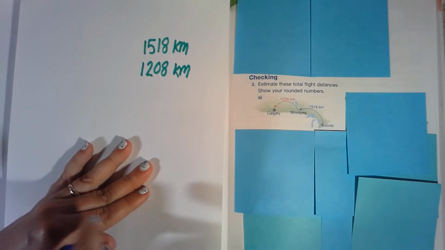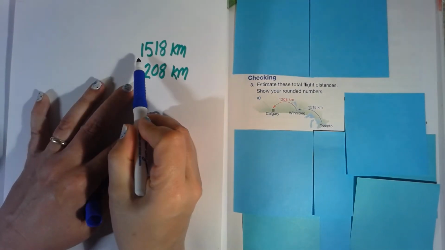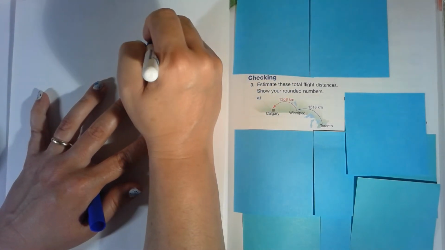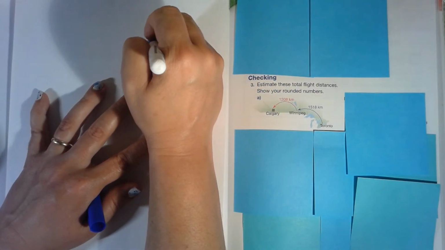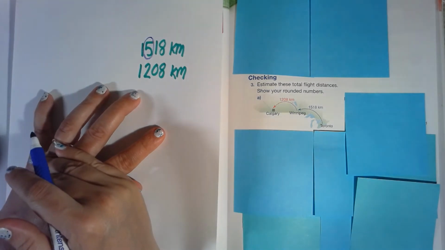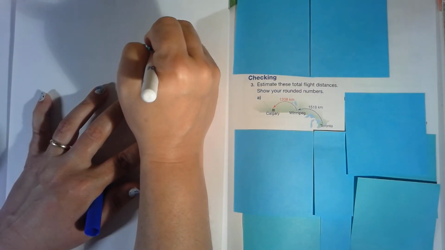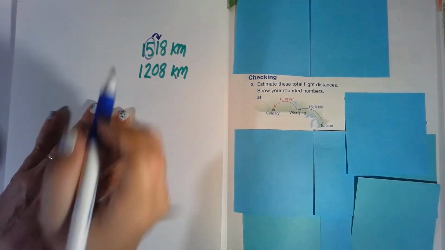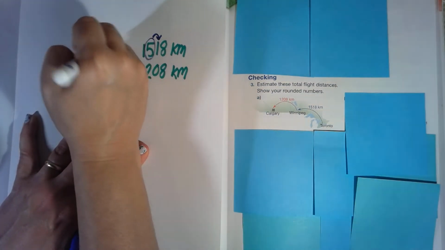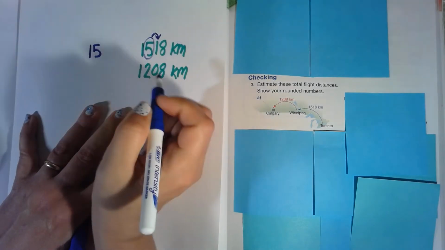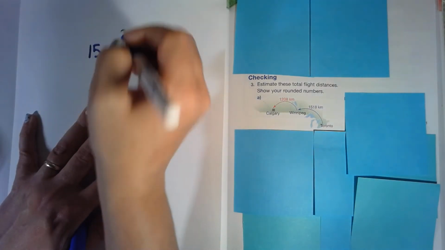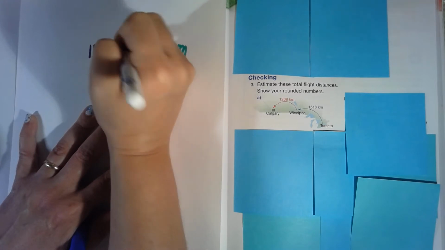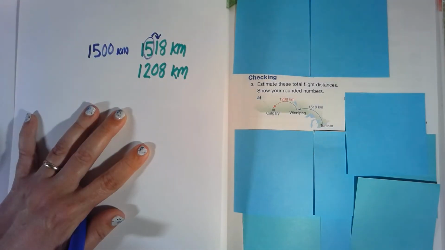Let's try that. So if I was to round 1,518 to the nearest hundreds position, I circle my hundreds position, the 5. I look to the right, it's a 1. So it tells me my 5 stays the same. So I would say that I would travel 1,500 kilometers from Toronto to Winnipeg.